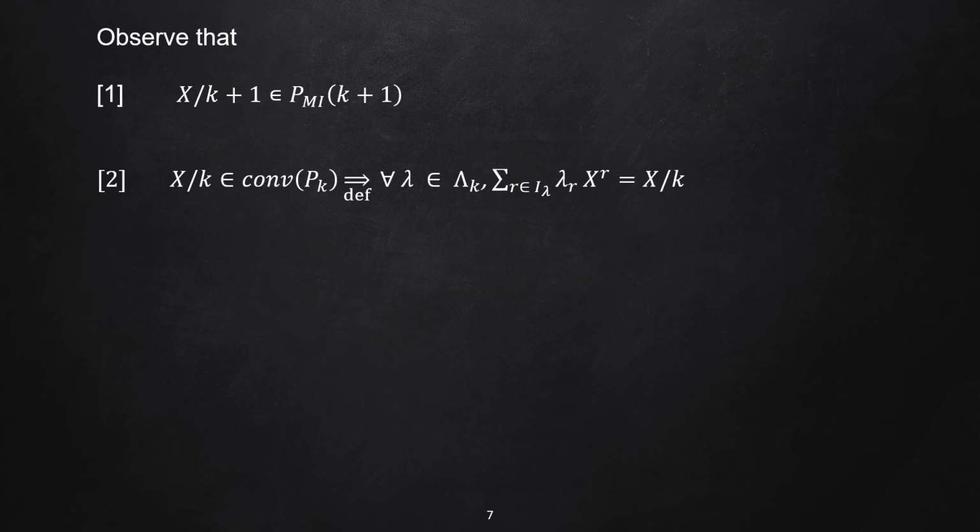We make a few observations. First, X given k+1 is in the polytope PMI_{k+1}. Second, X given k is in conv P_k, the pedigree polytope for k, which implies, for all lambda in capital Lambda_k, X given k can be written as a convex combination of pedigrees, X^r for r in I_lambda.